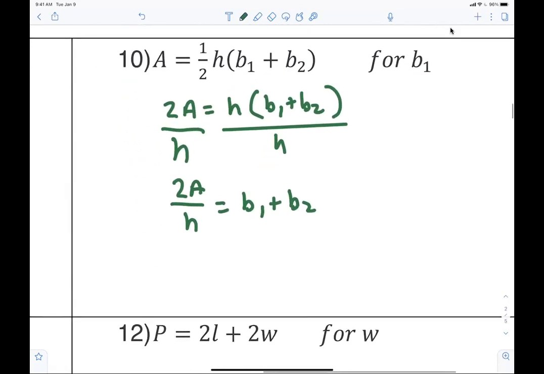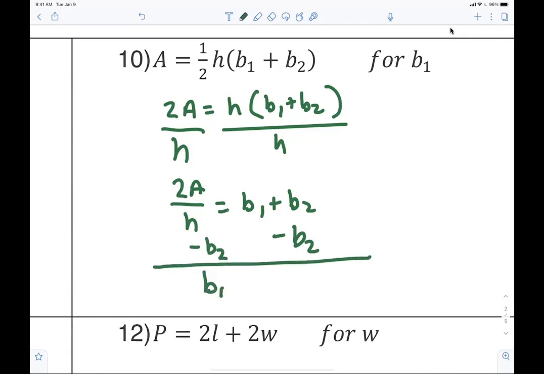Now, how do I solve for b1? Minus b2. That's not too bad. Minus b2, minus b2. So b1 equals 2a over h minus b2. That's it.